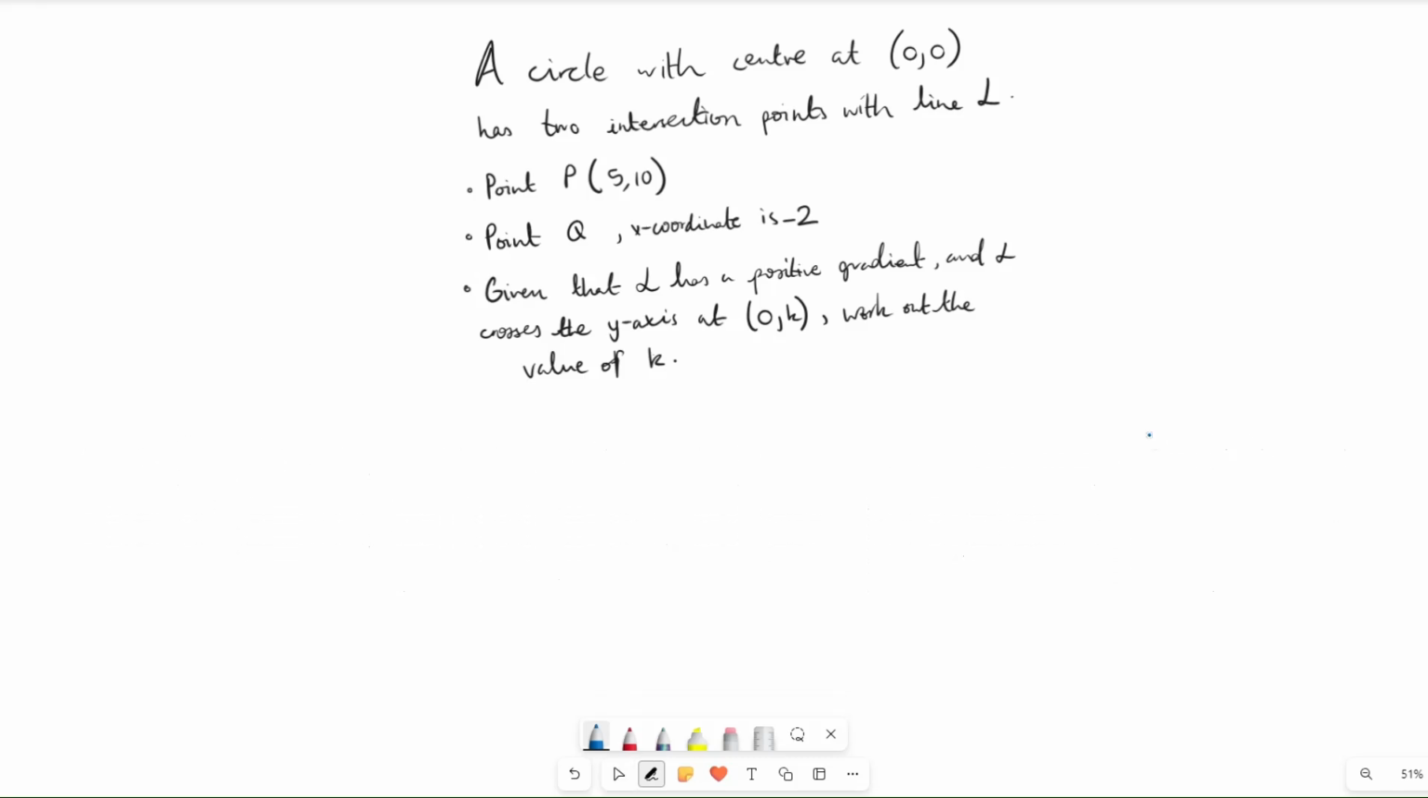So let's get straight into working out this problem. A circle we are given has a centre at 0, 0, the origin, which has two intersection points with line L. We've got 2 points, point P, which has coordinates 5, 10, and point Q, which has an x-coordinate of -2. So we don't know what the y-coordinate is. Given that line L has a positive gradient and L crosses the y-axis at 0, k, work out the value of k.